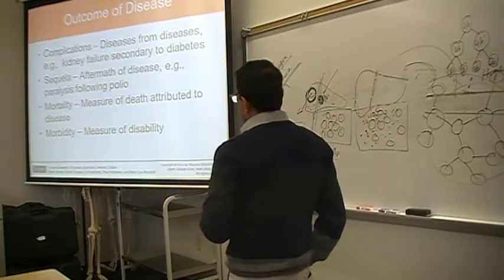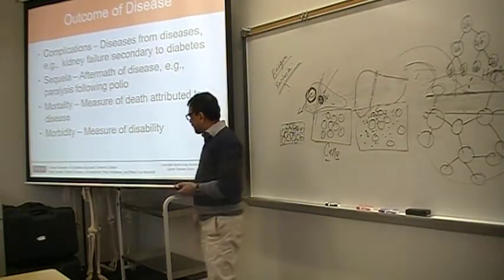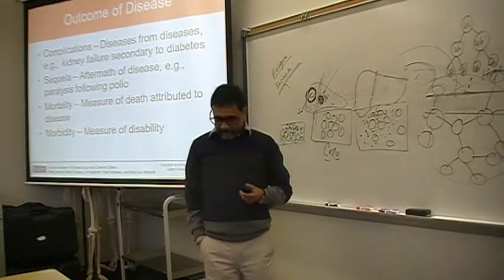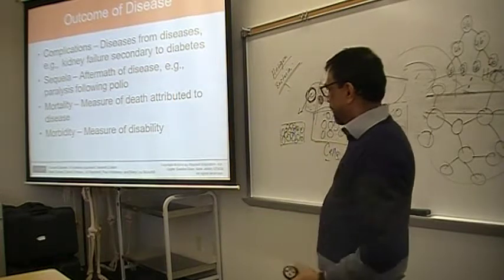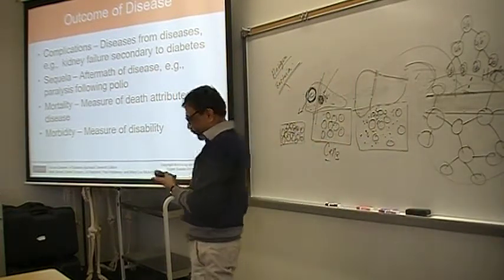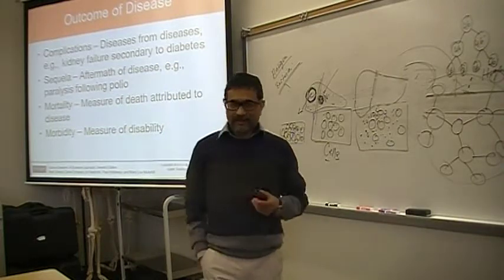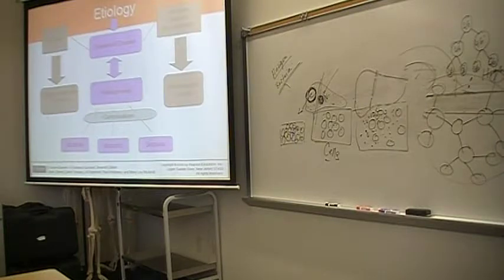So mortality is the rate or measure of death by disease. For a certain disease, we say the mortality rate is this for this disease. Morbidity is the measure of disability. Okay. So we commonly use those terminologies.